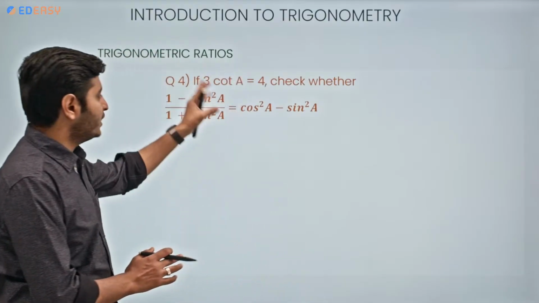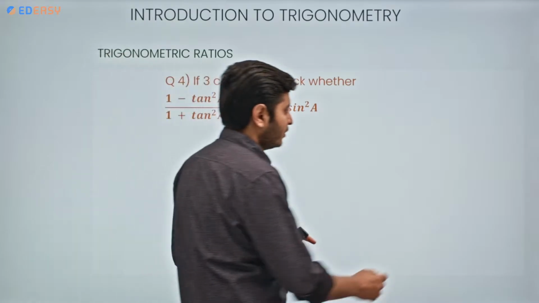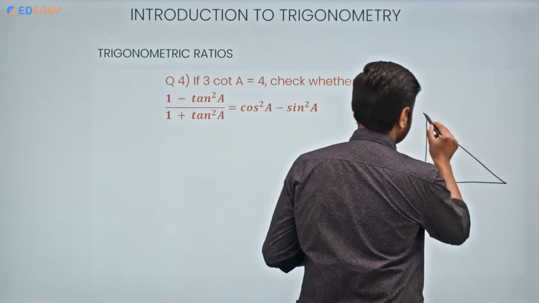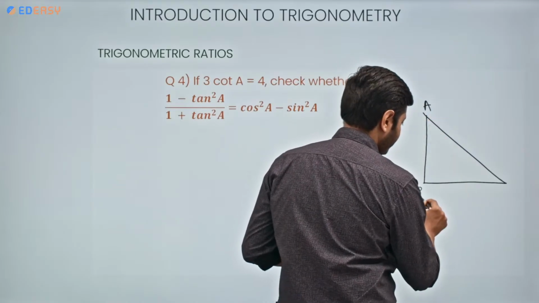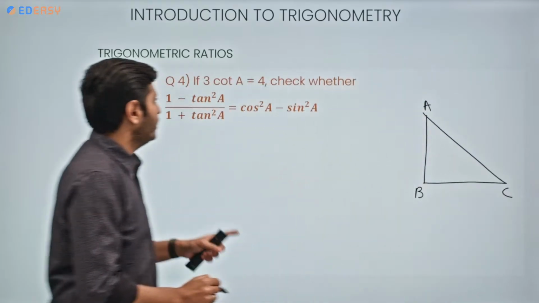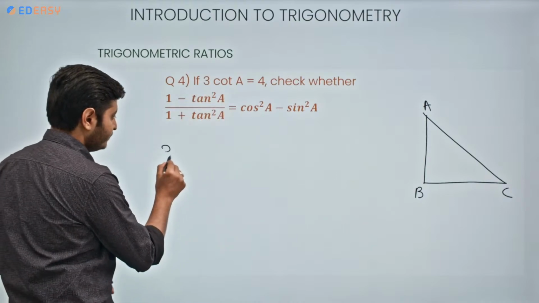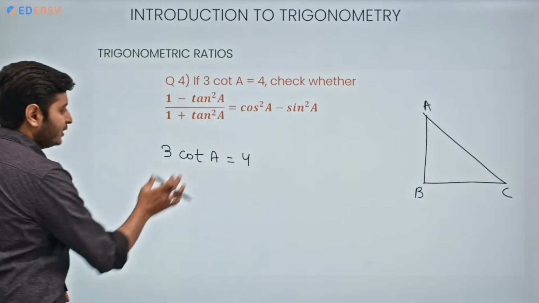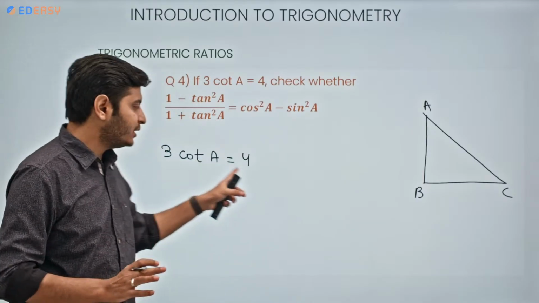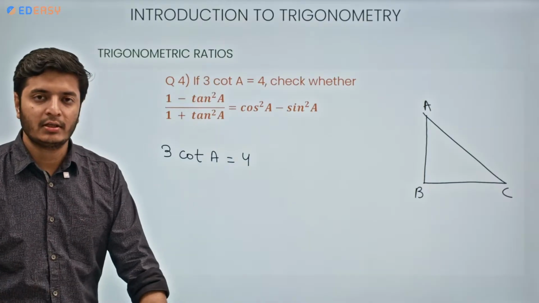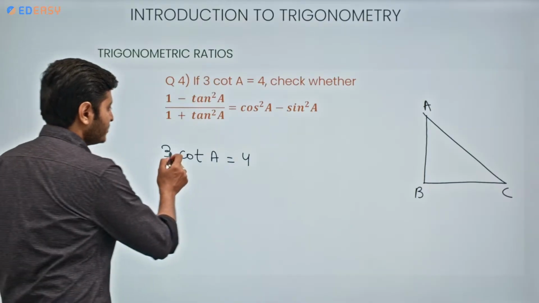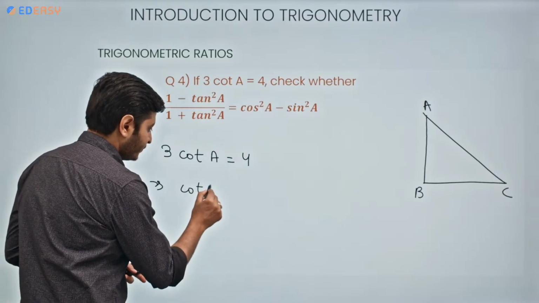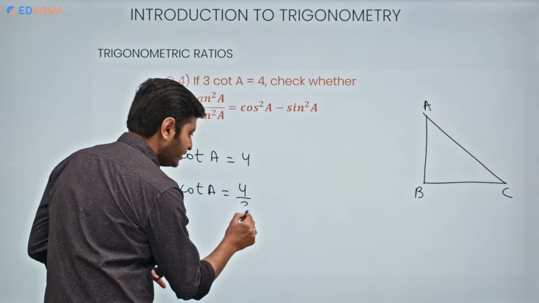First thing first, if you are getting confused, then draw the figure. Any triangle you can draw, a right angled triangle. Suppose this is A, B, C. What do we understand by 3 cot A is equal to 4? When the value of cot A being multiplied with 3 is going to give us 4. One way of thinking like this: suppose if I transpose this 3 to the right side, what will it become? Cot A is equal to 4 by 3.